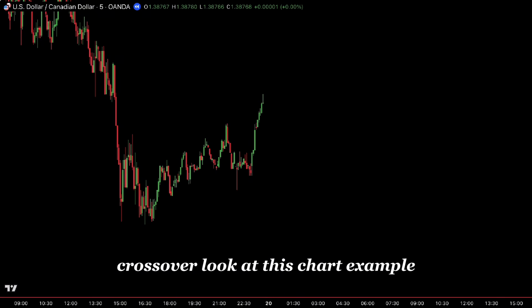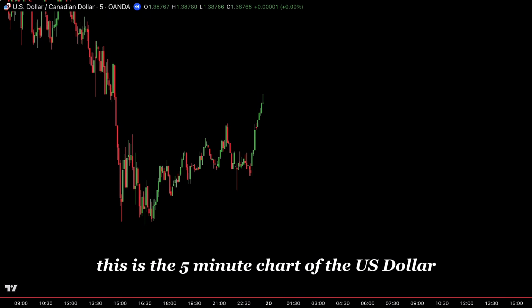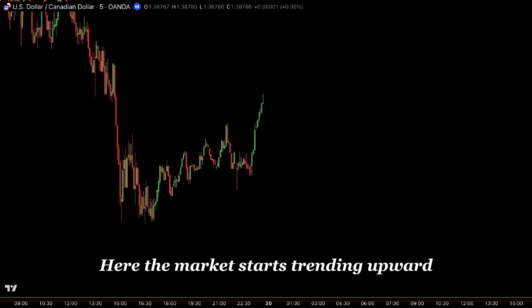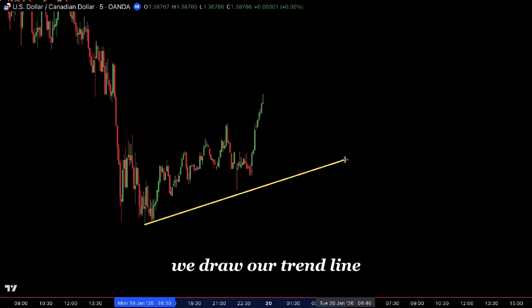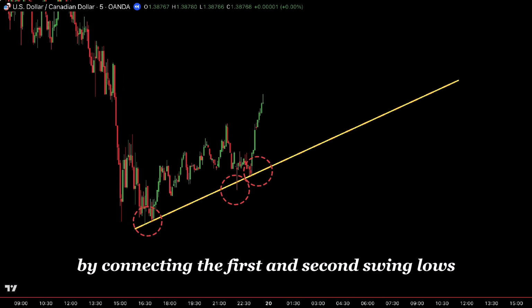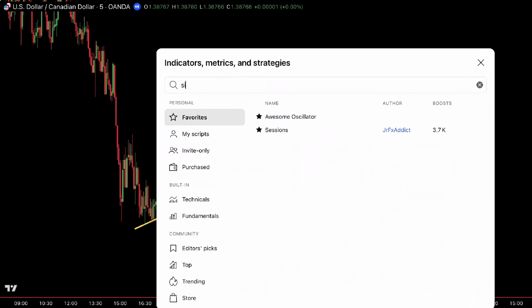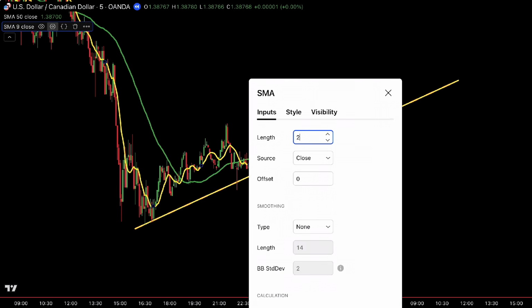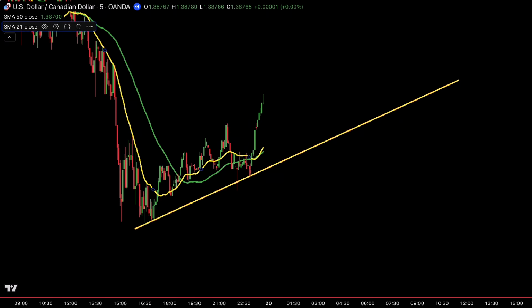Look at this chart example. As you can see, this is the 5-minute chart of the US dollar against the Canadian dollar. Here, the market starts trending upward. We draw our trend line by connecting the first and second swing lows. Then we add 2 moving averages, the 50-period simple moving average and the 21-period simple moving average. Now look at what happens next.